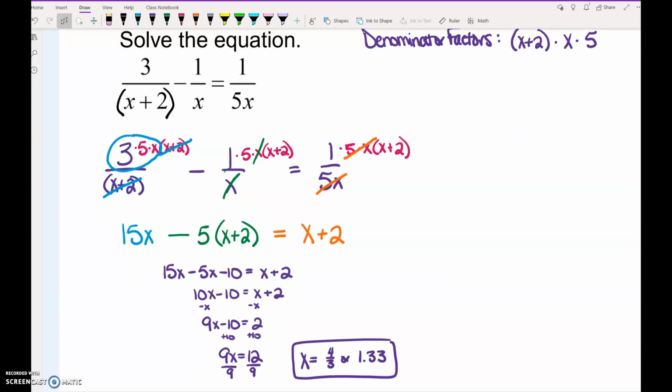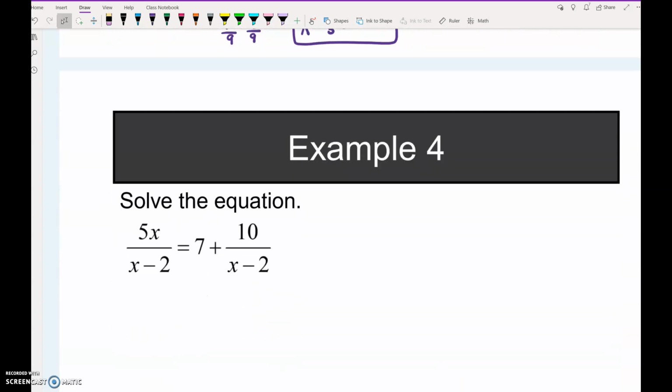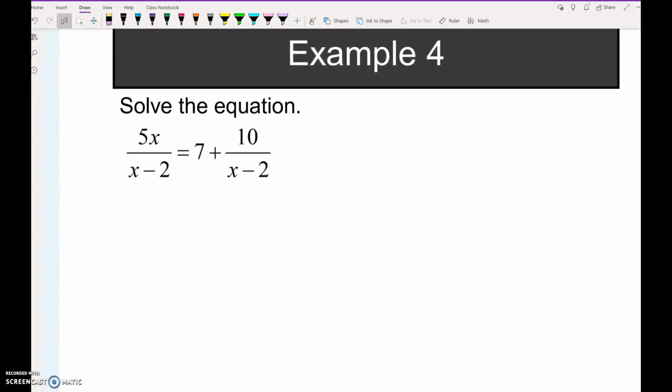Okay, let's look at example 4. This one's a little bit easier. What denominators do you see? Just x minus 2. So you're going to multiply all 3 terms by x minus 2. Give this one a try on your own.